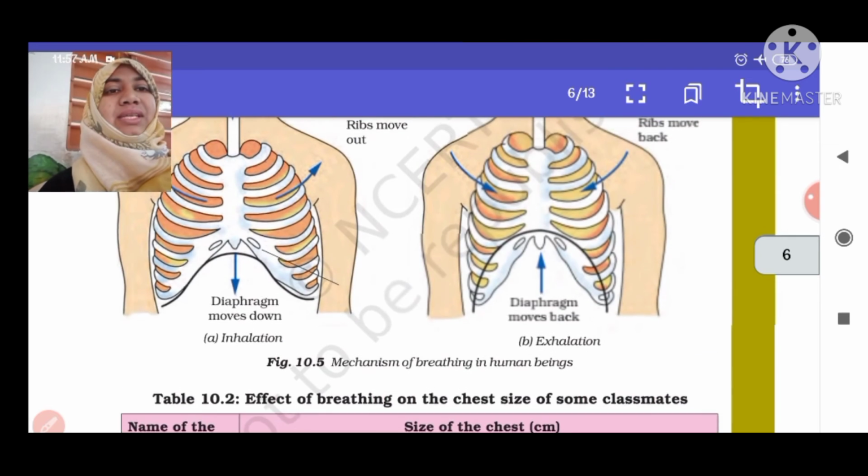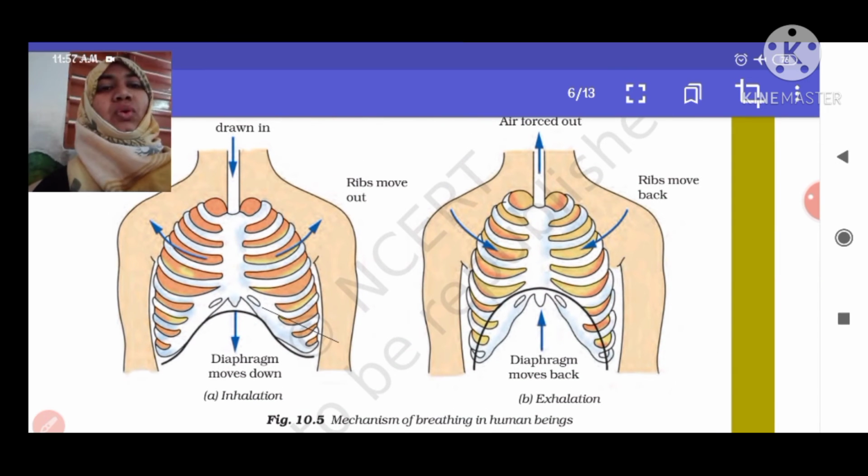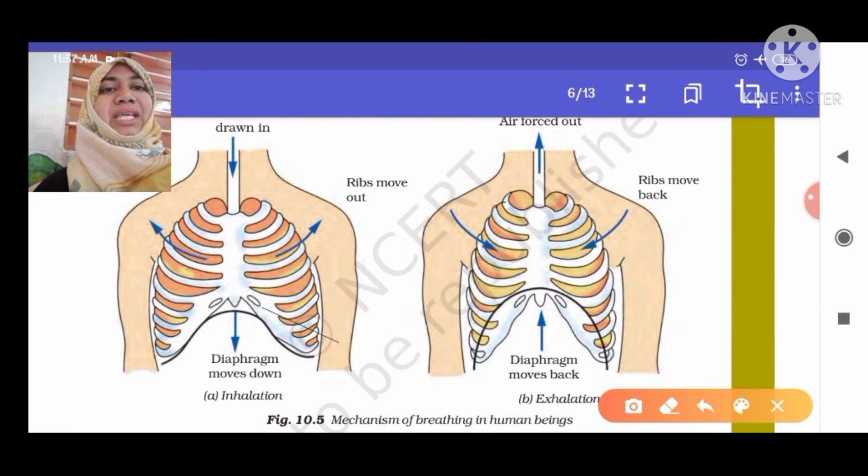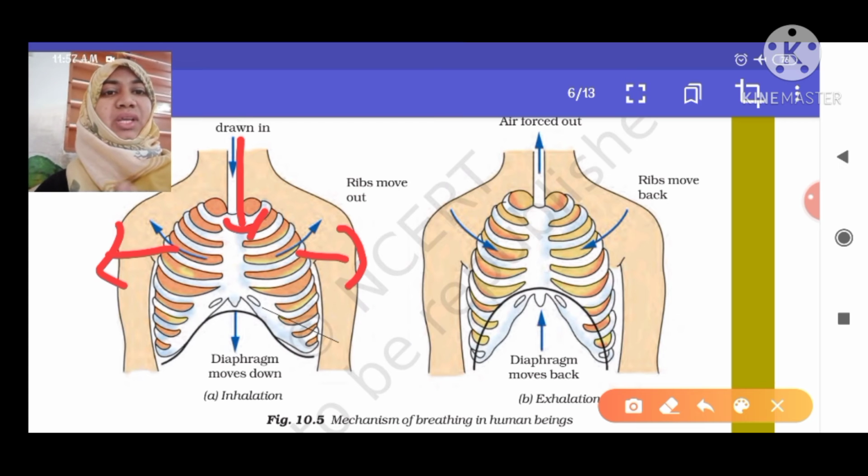As you can see in the diagram over here, whenever we take in oxygen, the chest cavity increases in size. Why? Because we are inhaling air which is rich in oxygen from the atmosphere. There are two important processes, inhalation and exhalation. Inhalation is nothing but taking in of oxygen. Exhalation is giving out of carbon dioxide.